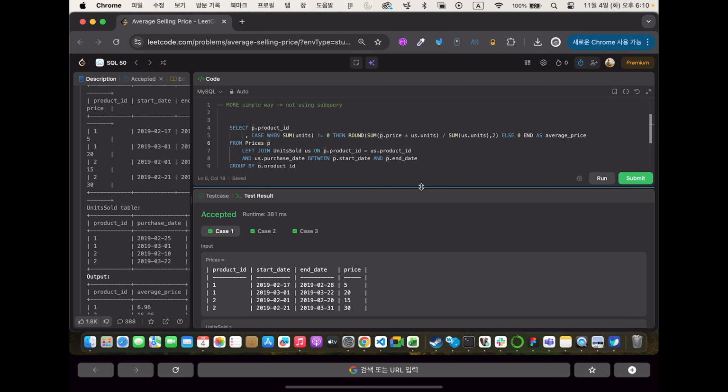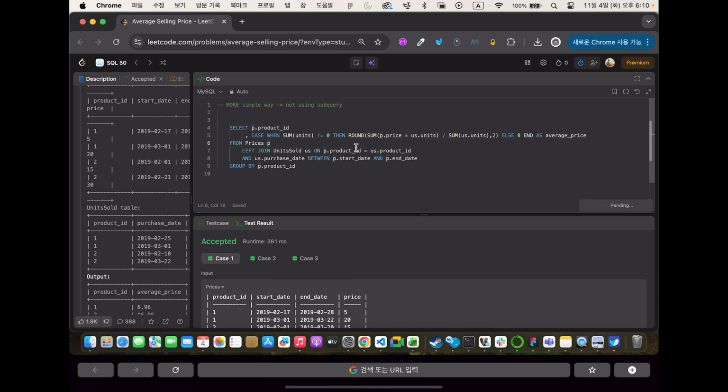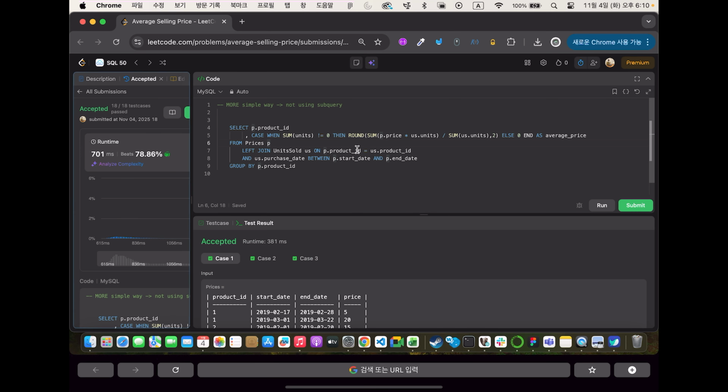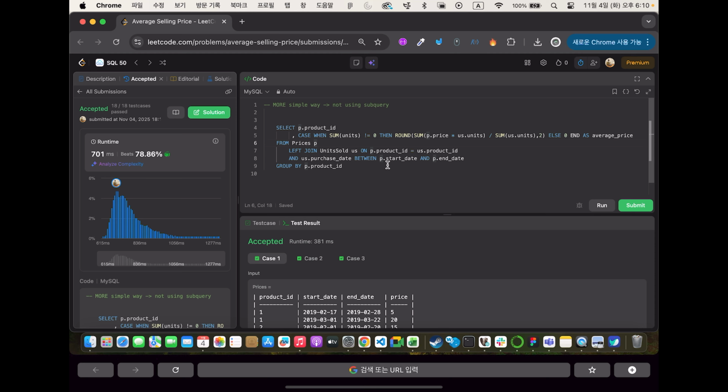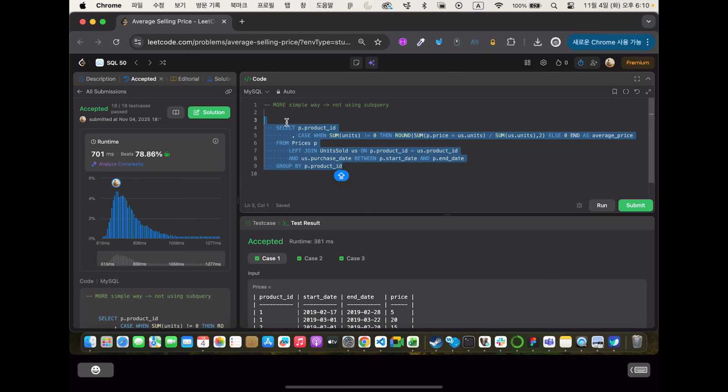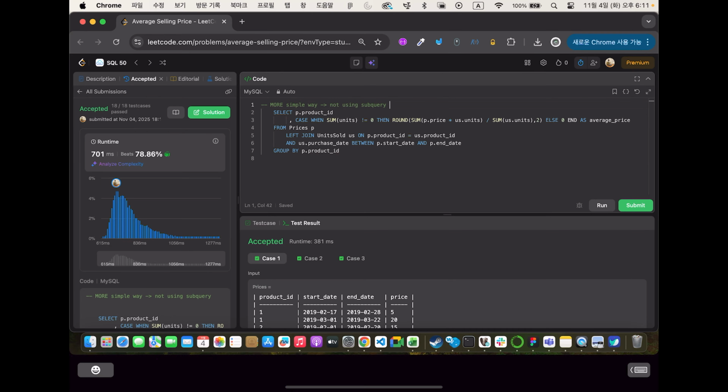Yeah, all test cases also succeeded, and I'm gonna submit the code. Yeah, it worked. The second way is simpler, but I did the first way because the whole thing is a little bit hard to understand at once, so it's easier for you guys to follow step by step. Then I showed you the simplest way, which is not using a subquery. I think it is better to organize the key points of this problem, so let's move on to the key point section.